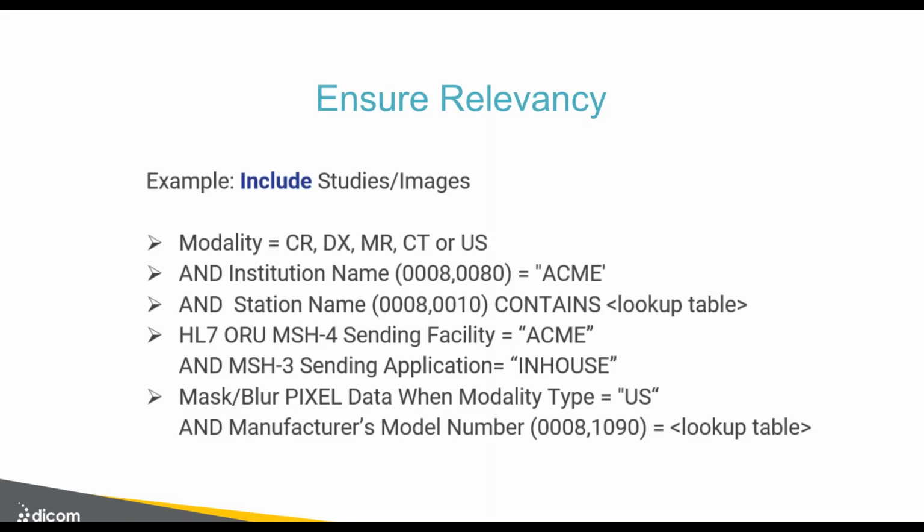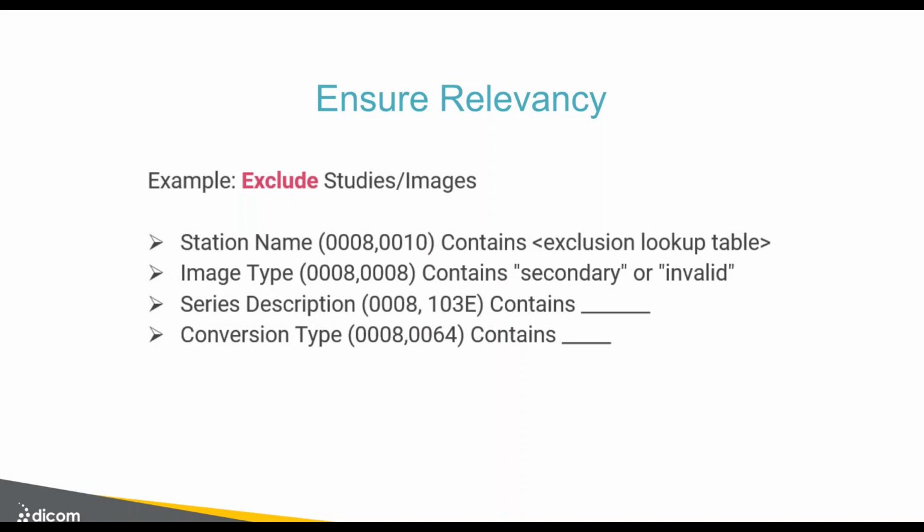Here are just some examples of how you could approach including and excluding different types of studies. And this would be part of your design process. You really think about what is included versus what you're not going to include. This is an example where you might have a particular series that has scanned paperwork. You don't want to have that coming through, and things like that.